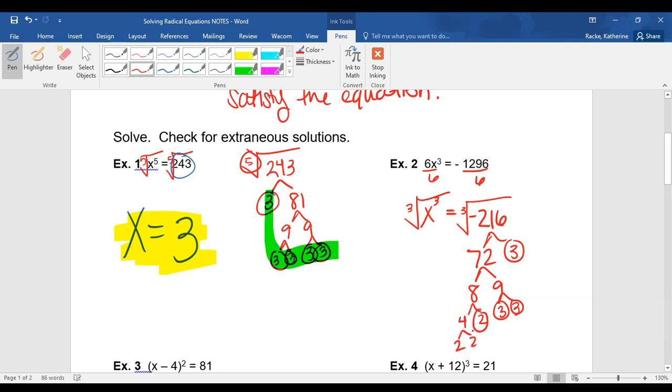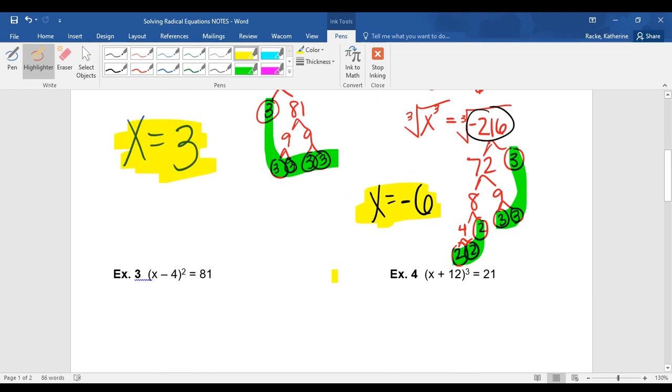4 breaks down into 2 and 2. So I have a group of 3s right here, and I have a group of 2s right there. So I'm bringing out a 3 and a 2 to multiply them. So 3 times 2 gives me 6. And it is going to be negative, actually, because it is a negative 216 on the inside, to give us our final answer of x equals negative 6.